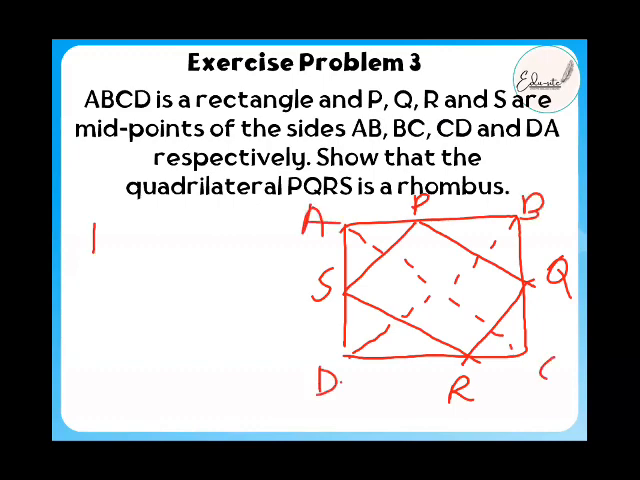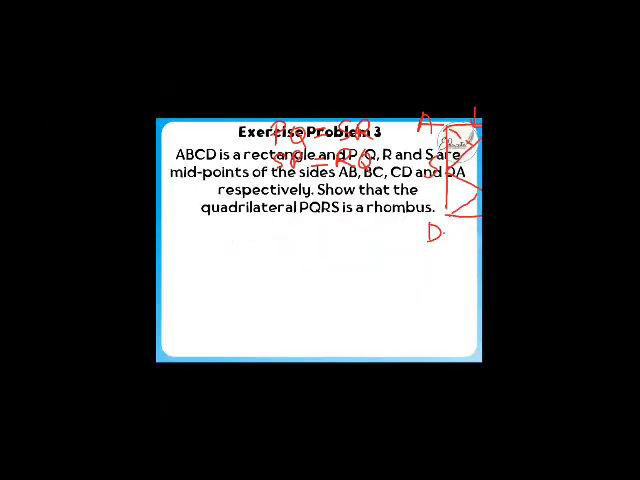What did we prove at first? PQ is equal to SR. And second, we considered these two triangles, and from this we proved that PS is equal to RQ. This much is proven.